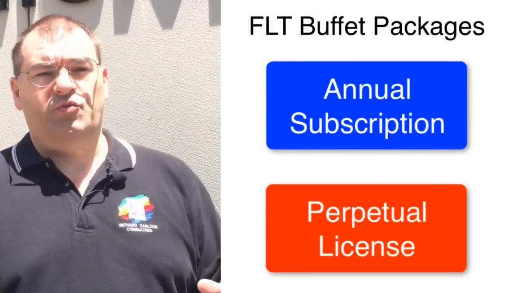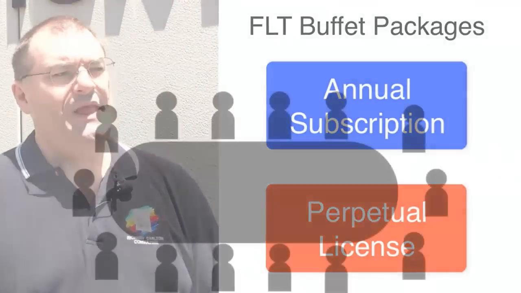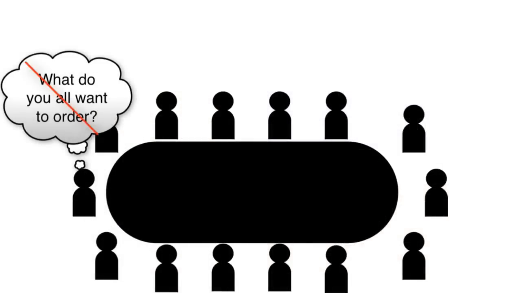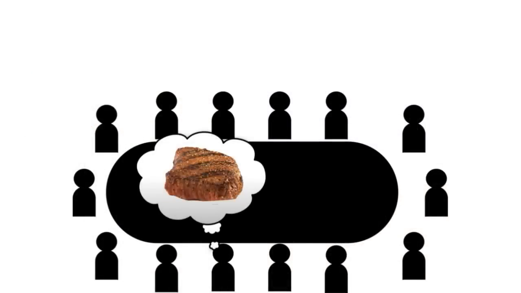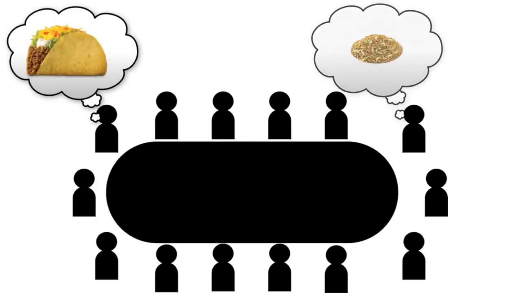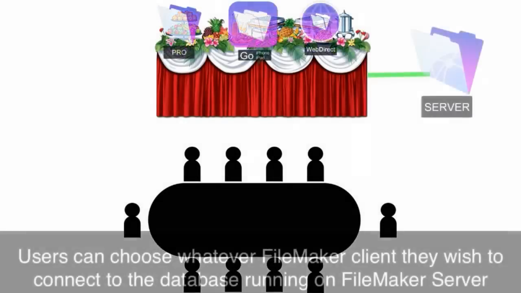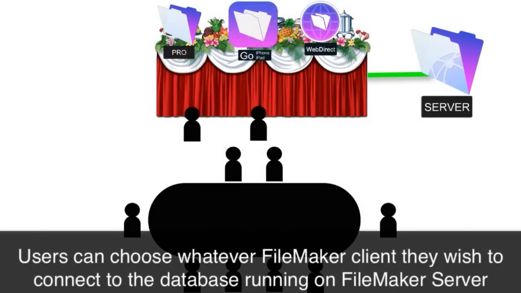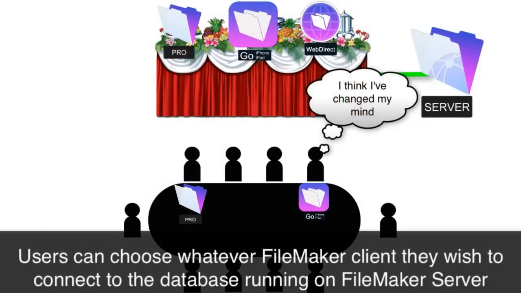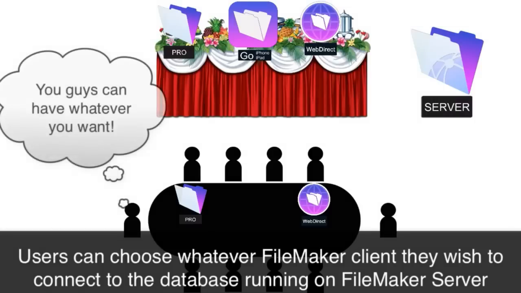But FileMaker is really going this way to making things simple, because it's so much simpler to take people out to a restaurant when you don't have to know what they all are going to want, right? This person wants steak, this person wants Chinese, this person wants tacos and enchiladas and Mexican food. It's so much easier if you just take people to one place and they use what they want to use. And that's how the FLT buffet works. They get to use Pro if they want to use Pro. They get to use Go if they want to use Go. They get to use WebDirect if they use WebDirect. It all works, and they get to choose the product that they want to eat. And that's the whole idea of the buffet.